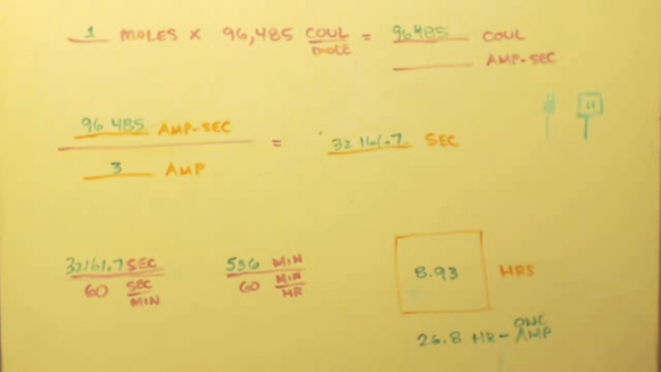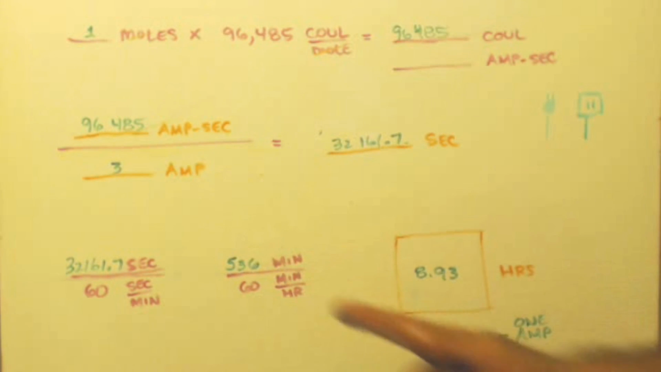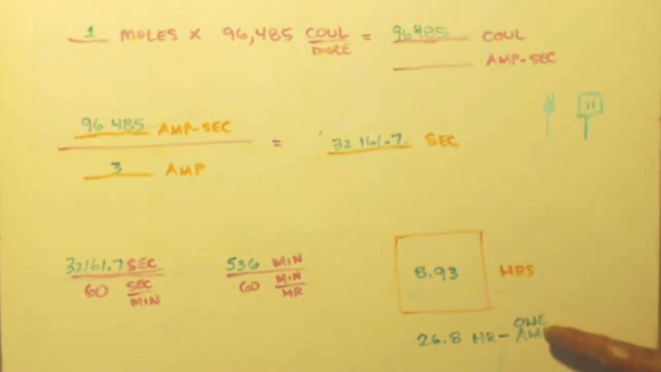Now that's if everything went perfect, which isn't going to happen. So let's say I only had 1 amp. I had 3 up here. It's going to take 3 times as long because I only have a third of the amps. So I took that times 3. For 1 amp, it'll take 26.8 hours to do 1 mole.